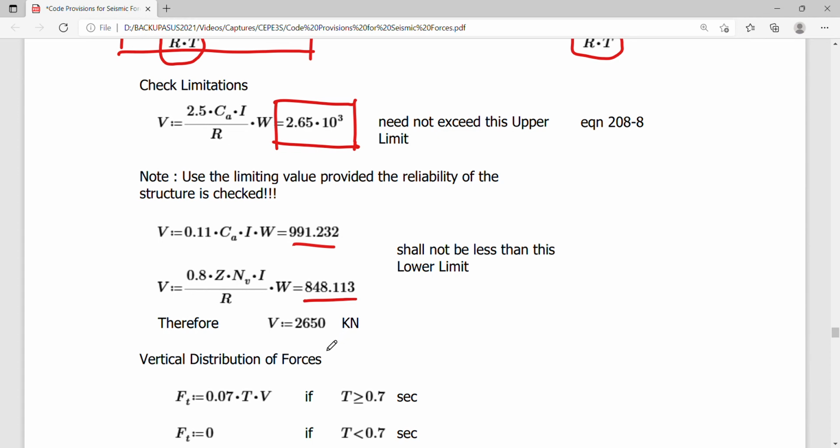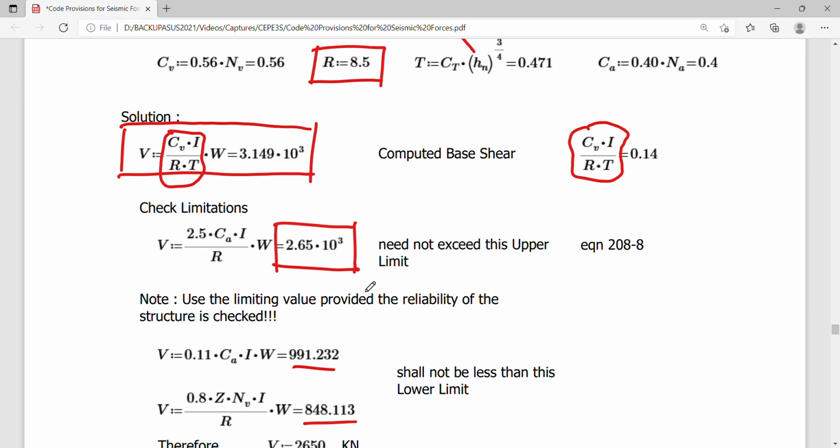Okay, so this is now 2650 kilonewton. I'll explain more on this in our discussion on reliability and redundancy when it comes to building configurations.